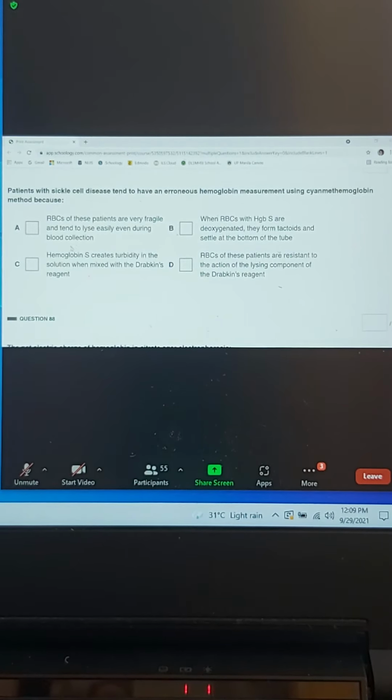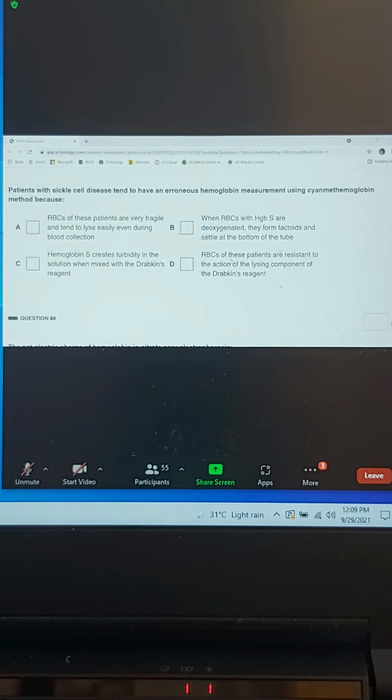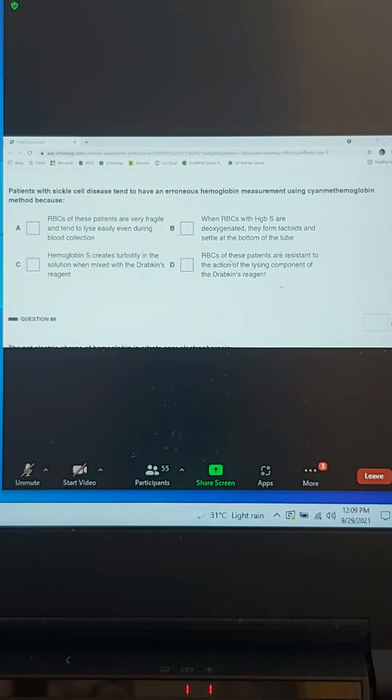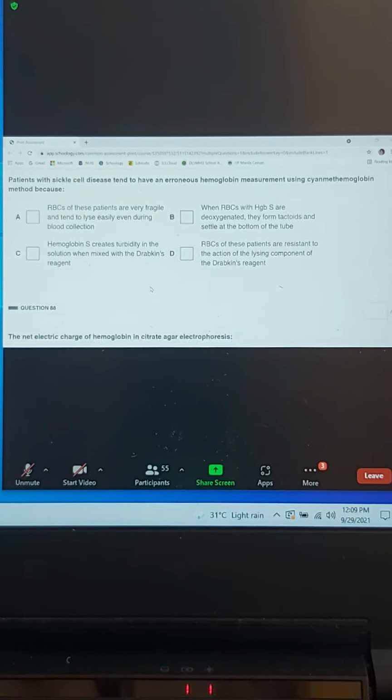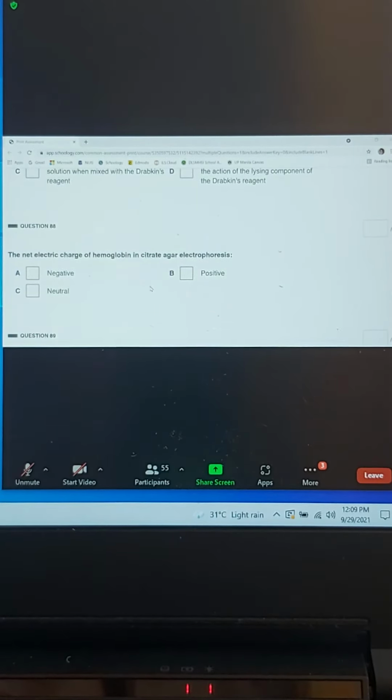Letter D. So letter D. Okay? So please take note that your hemoglobin S is lysis resistant to our lysing agent in Drabkin's. Okay. 88. Net electric charge of hemoglobin in citrate agar electrophoresis.